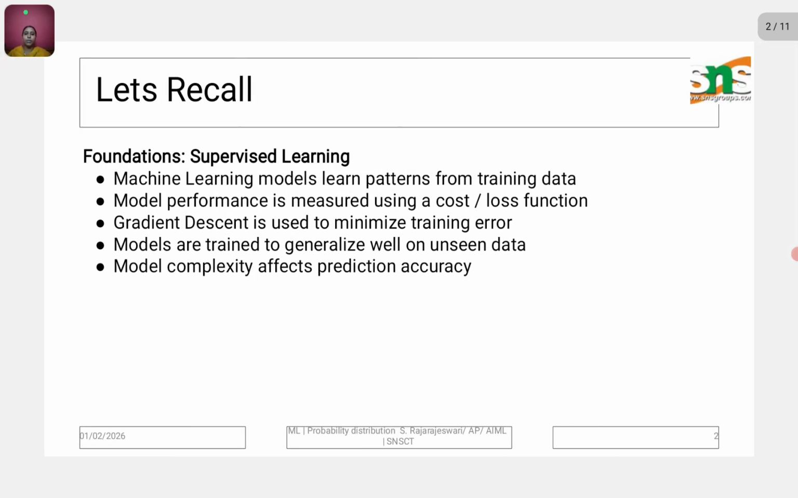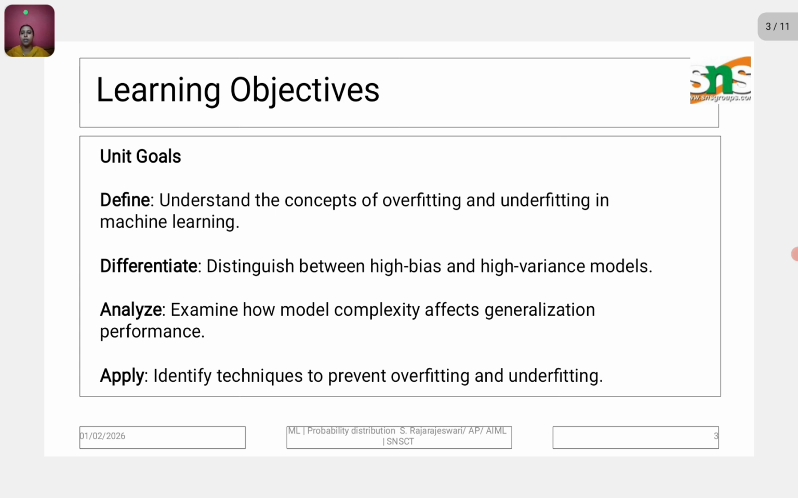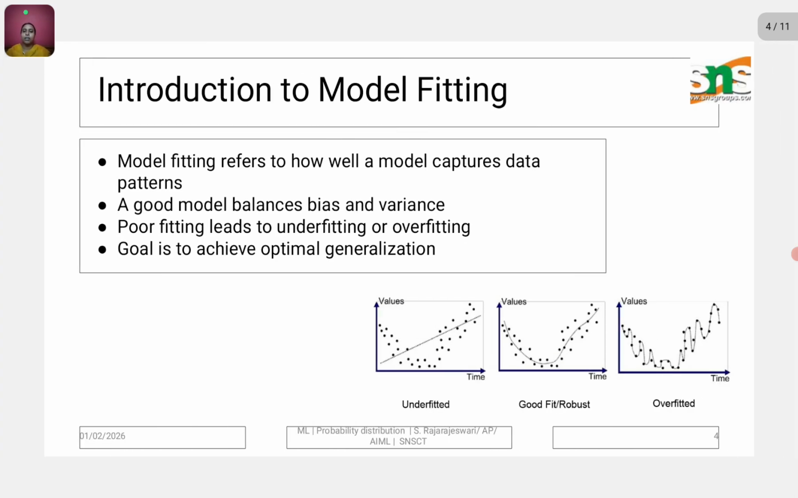The basic thing of supervised learning is for the model to learn patterns from training data. The learning objectives are to define, differentiate, analyze, and apply the concepts of overfitting and underfitting, and to identify techniques to prevent overfitting and underfitting. The analysis covers how model complexity affects generalization performance. Here we have also seen the introduction of model fitting.